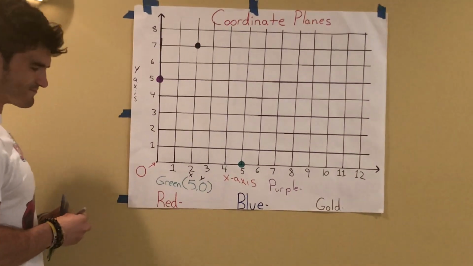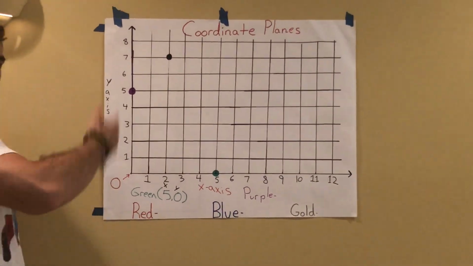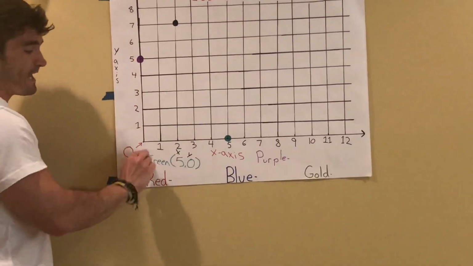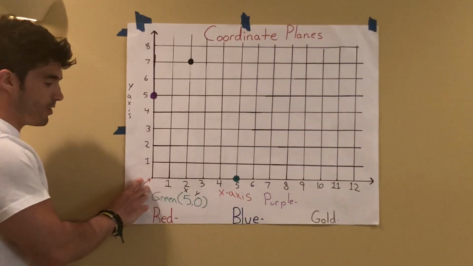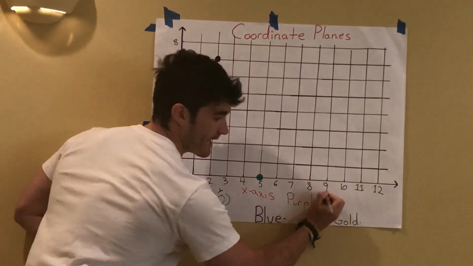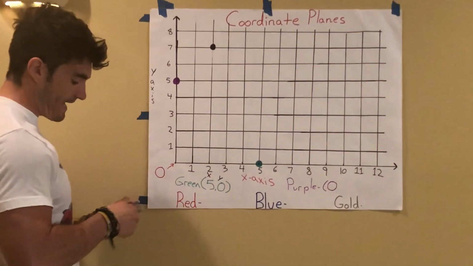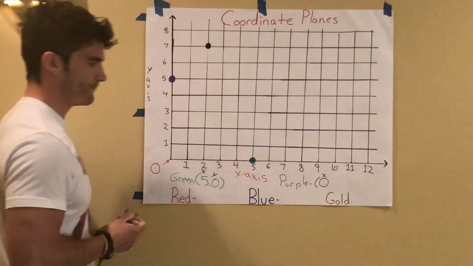So purple, it's the same thing. I always have to go horizontal before I go vertical. Now, if I look, I can see that my purple dot is right here. I have not traveled horizontally whatsoever. So because I'm not traveling sideways horizontally, my x coordinate is 0, because x always comes before y. So my x is 0.